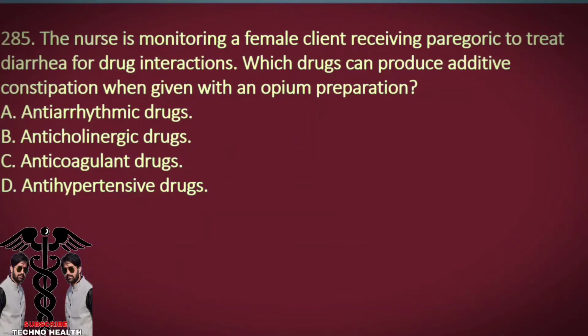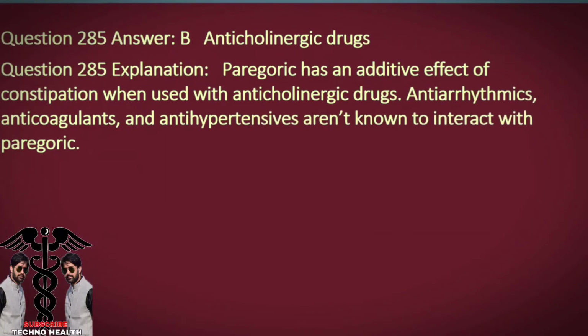Question 285. The nurse is monitoring a female client receiving paregoric to treat diarrhea for drug interactions. Which drugs can produce additive constipation when given with an opium preparation? A. Antiarrhythmic drugs. B. Anticholinergic drugs. C. Anticoagulant drugs. D. Antihypertensive drugs. Question 285. Answer: B. Anticholinergic drugs.